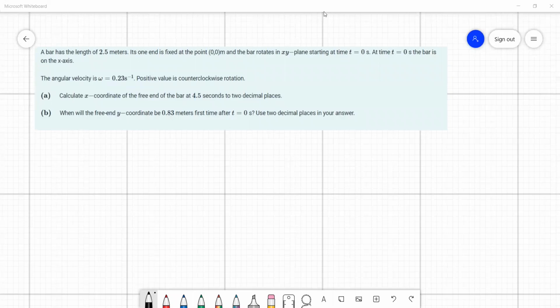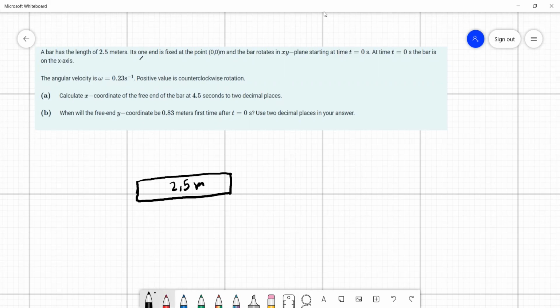Today I have another interesting question, and it has a lot to do with the trigonometric identities. So the problem is basically saying that we have a bar. Let's say a triangular bar that happens to be about 2.5 meters, and it is fixed at the point 0, 0. So it starts at the origin.